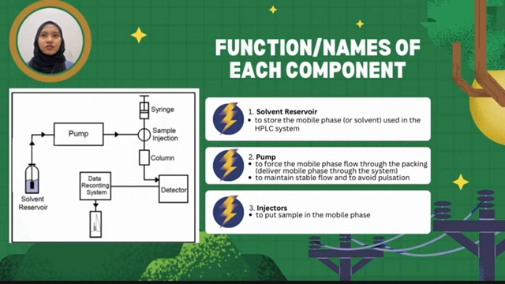Function or names of each component. Number 1. Solvent reservoir. To store the mobile phase or solvent used in the HPLC system. Number 2. Pump. To force the mobile phase to flow through the packing, deliver the mobile phase through the system to maintain a stable flow and to avoid pulsation. Number 3. Injectors. To put the sample in the mobile phase.